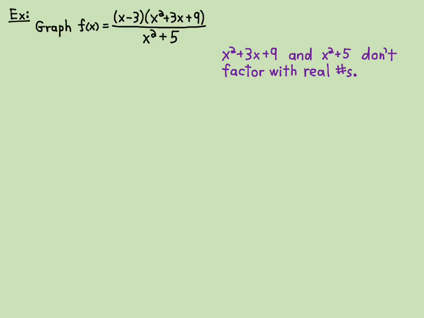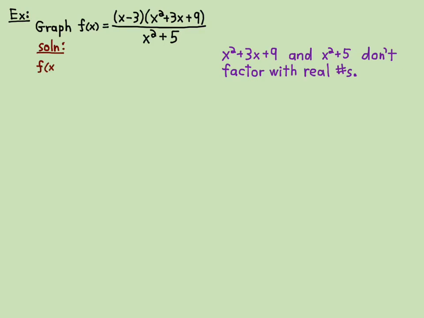If you set x squared plus 5 equal to 0, you get x squared equals negative 5. x equals plus or minus i times the square root of 5. That's not a real number, so it doesn't factor with real numbers. If you take x squared plus 3x plus 9, set it equal to 0, and apply the quadratic formula, you'll find that you end up with square roots of negatives. So again, it doesn't factor with real numbers. Okay, so this is factored completely if we're just using real numbers.